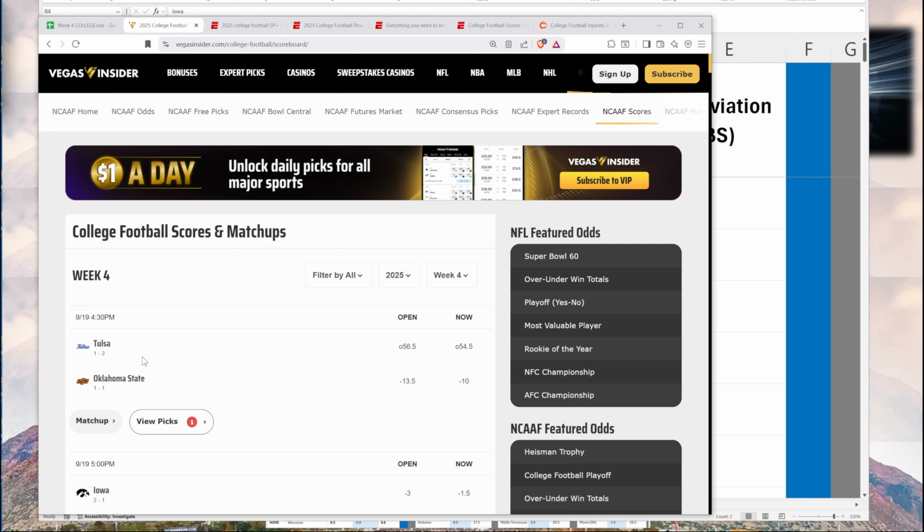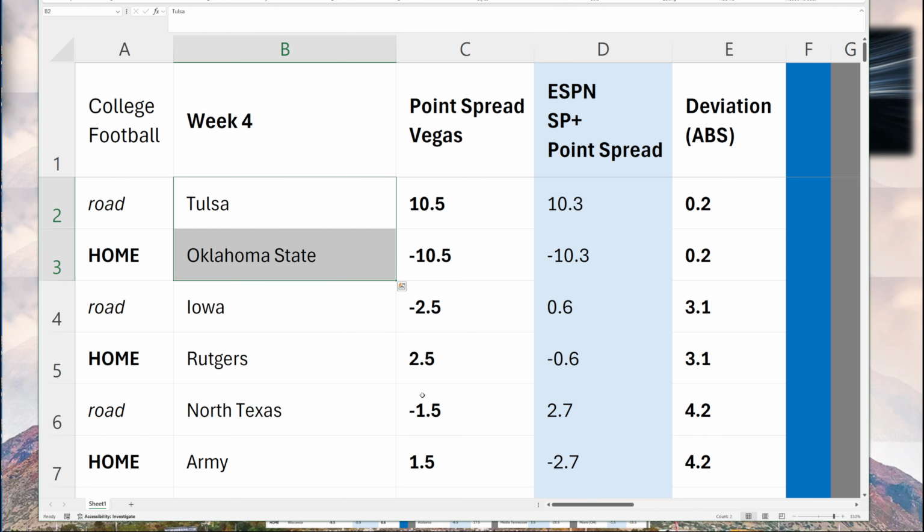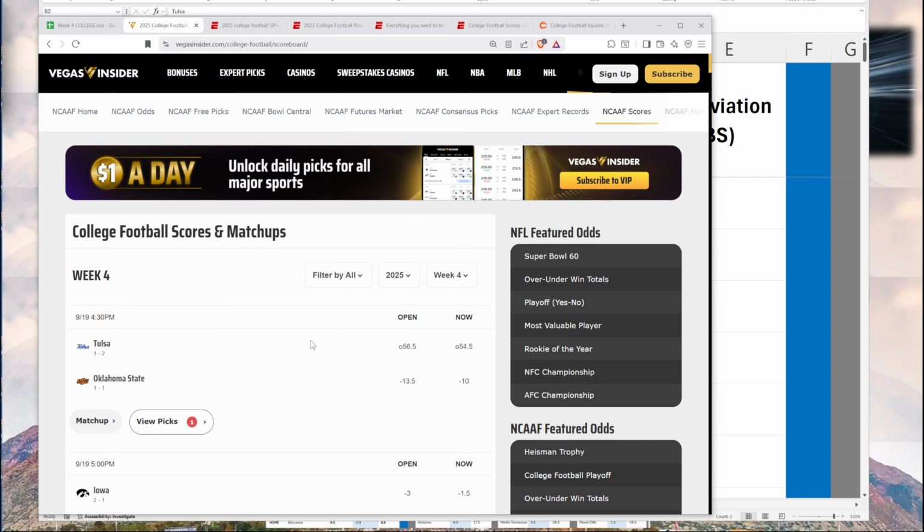So game 1 is Tulsa and Oklahoma State. And on the Excel spreadsheet, I have Tulsa and Oklahoma State. So from the VegasInsider.com website, here we go, week 4 of college football. Game 1 is Tulsa, Oklahoma State. You want to find the point spread, you look under "now," and then this is the point spread. So Oklahoma State is the bottom team. They're the home team. They're the favorite, -10. Tulsa's the road team. They're the underdog, +10.